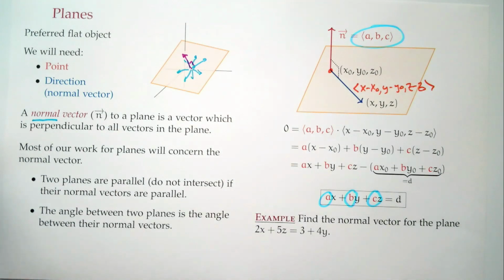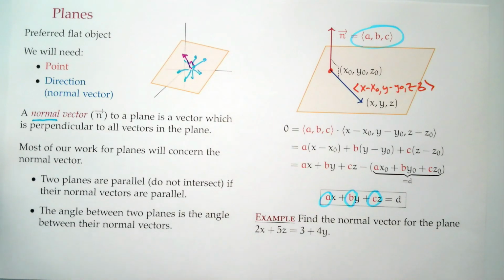So let's do a really easy example. Let's hope it's easy. Find the normal vector for the plane 2x plus 5z equals 3 plus 4y. All right. So remember, we're looking for the coefficient of x, y, z. So is the answer 2, 4, 5? Someone was quick to say no. It's like, okay, because you've become very suspicious whenever you hear the instructor say, this is easy. Good for you. You should always be suspicious.